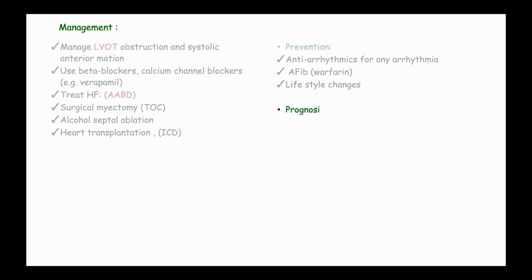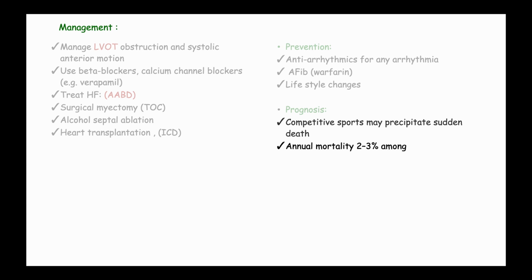Then when we look at the prognosis, we find that competitive sports may be a risk, and it may precipitate sudden death. And so this is why, as I have explained before, we need to tell the patients to avoid such activities. And the annual mortality is between 2 to 3% among adults and 4 to 6 percent among children and adolescents. So this is all that I have for you for hypertrophic cardiomyopathy.